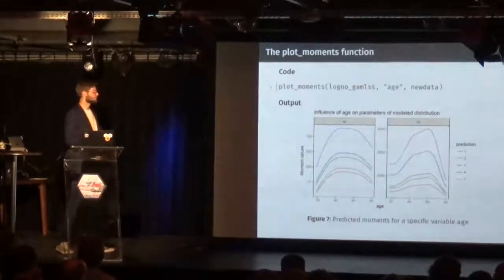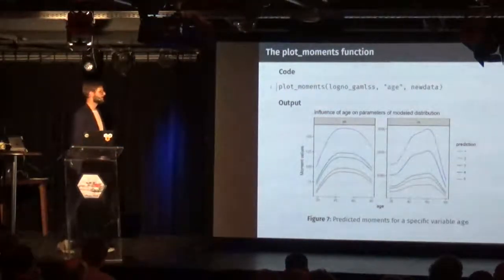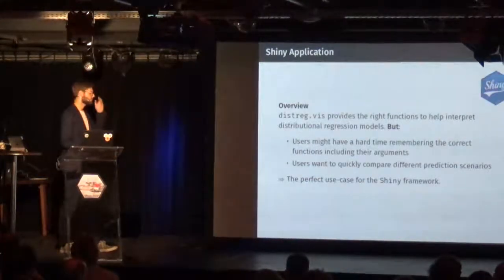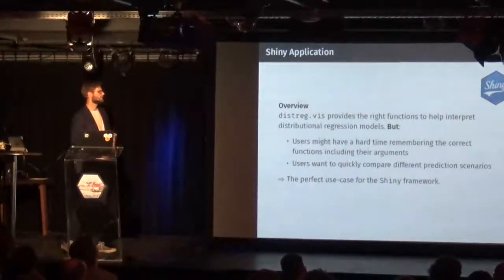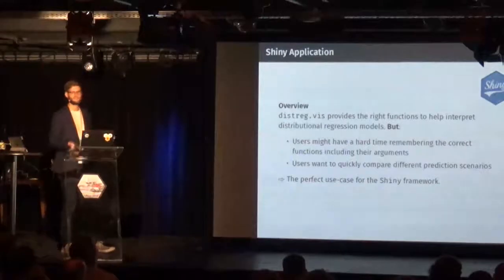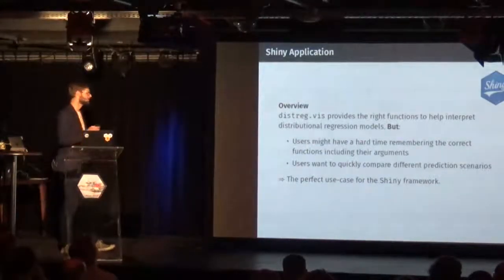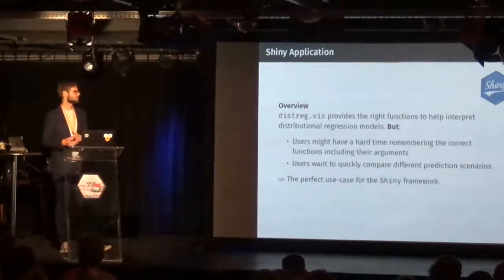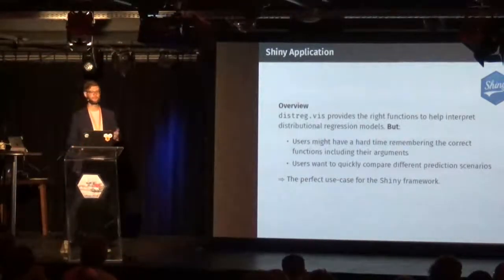Okay, so that was that. And so we have the right functions to help interpret distribution regression models. But users might have a hard time remembering the correct functions. I mean, you know how it is. There are so many packages. Nobody really remembers all the different functions and their arguments. And also, some users might want to quickly compare different prediction scenarios.